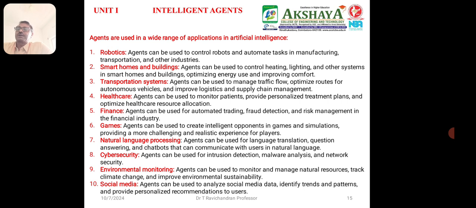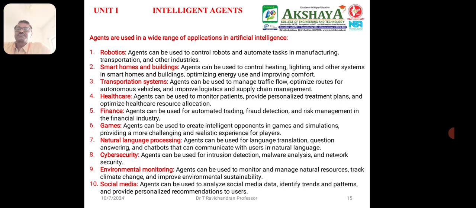A very important application of agents is healthcare. The agent can be used to monitor patients, provide personalized treatment plans and optimize healthcare resource allocation. This is very important for artificial intelligence applications.